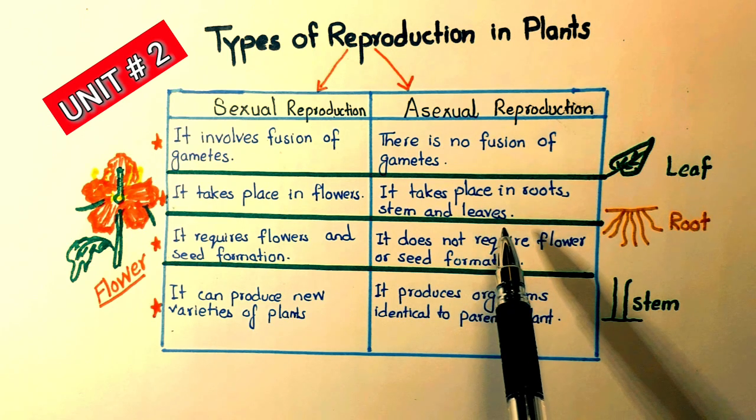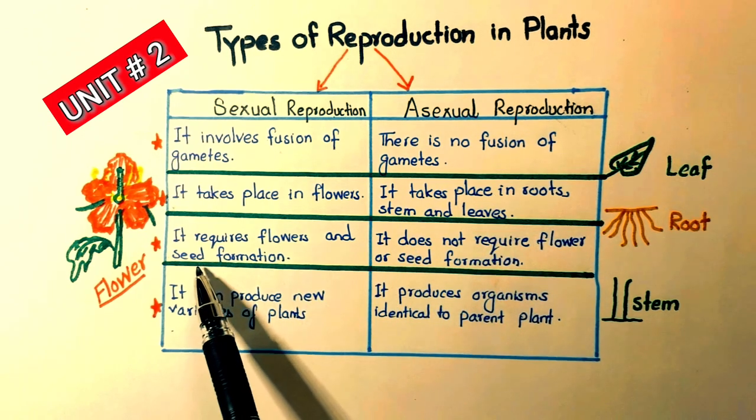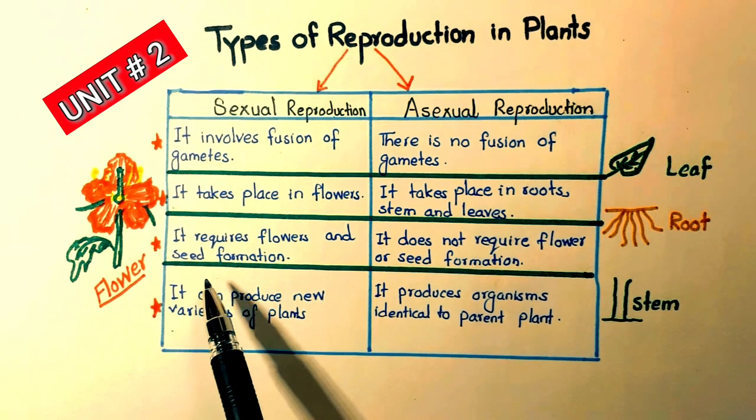That are also called the vegetative parts of the plant. Come to the next point: it requires flowers and seed formation.